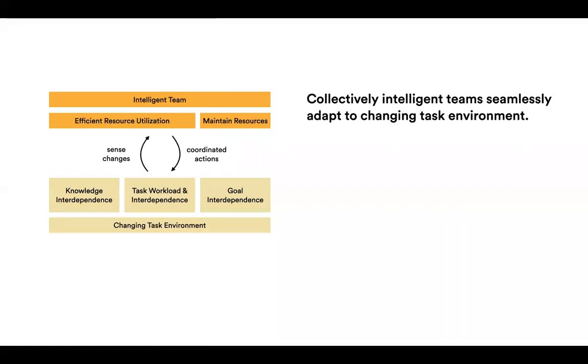First things first, we propose that collectively intelligent teams seamlessly adapt to a changing task environment. What does that mean? As time goes on, the team encounters new types of knowledge interdependencies, higher or changing levels of workload, as well as different goal interdependencies. An intelligent team is able to sense those changes and then coordinate action to counter that in order to maintain performance.